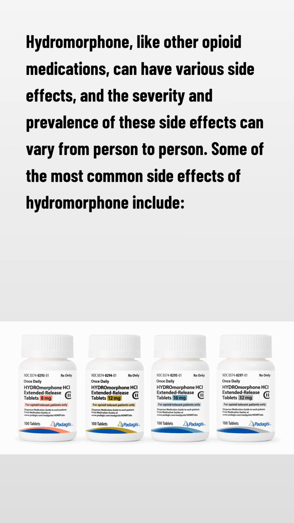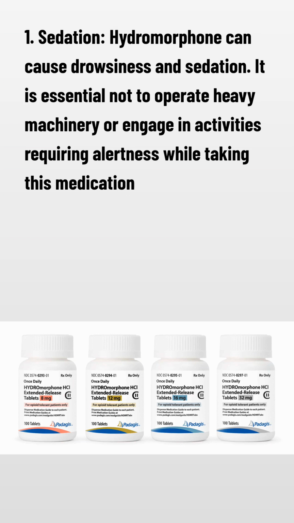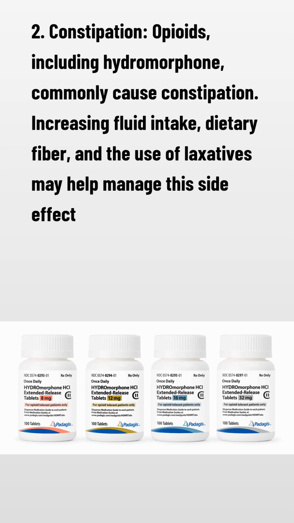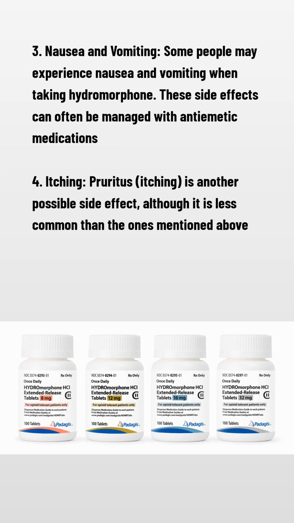Some of the most common side effects of hydromorphone include 1. Sedation. Hydromorphone can cause drowsiness and sedation. It is essential not to operate heavy machinery or engage in activities requiring alertness while taking this medication. 2. Constipation. Opioids, including hydromorphone, commonly cause constipation. Increasing fluid intake, dietary fiber, and the use of laxatives may help manage this side effect. 3. Nausea and vomiting. Some people may experience nausea and vomiting when taking hydromorphone. These side effects can often be managed with antiemetic medications.